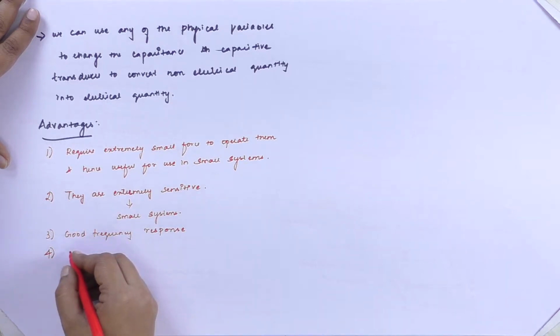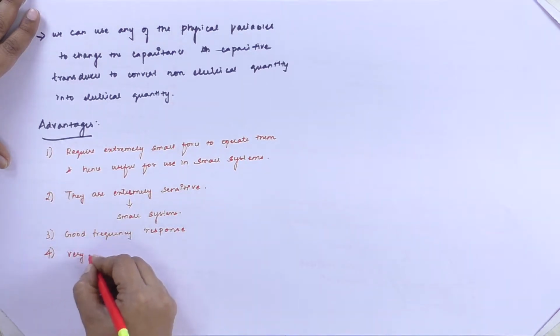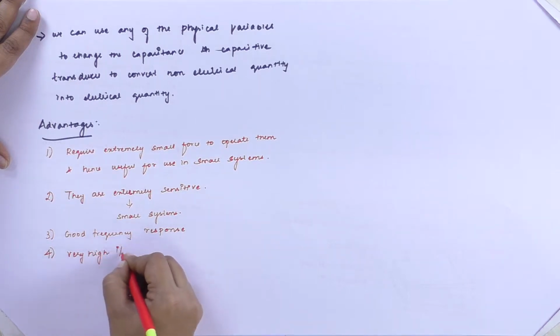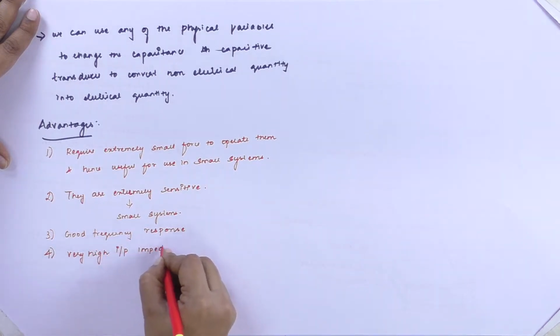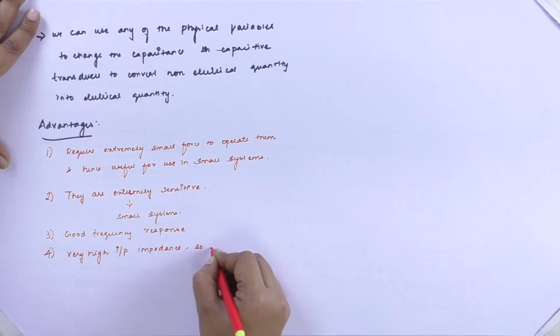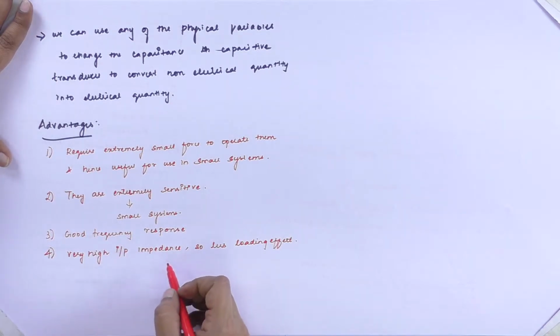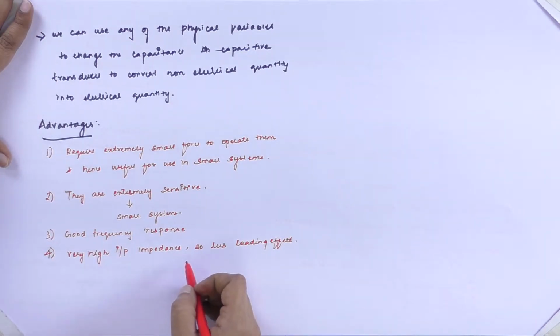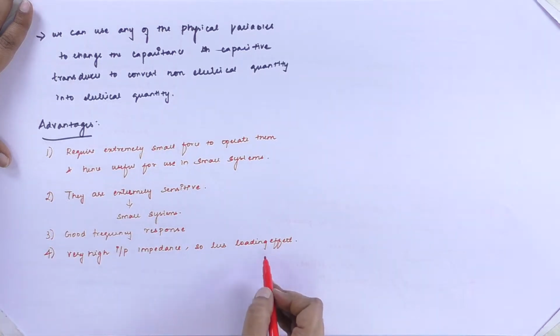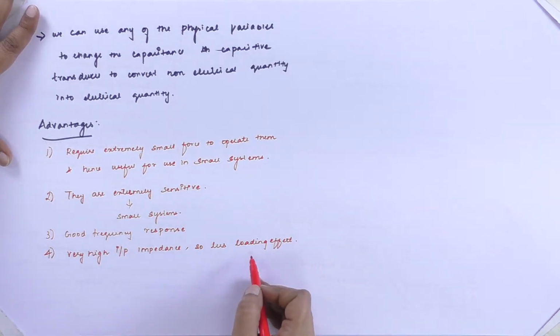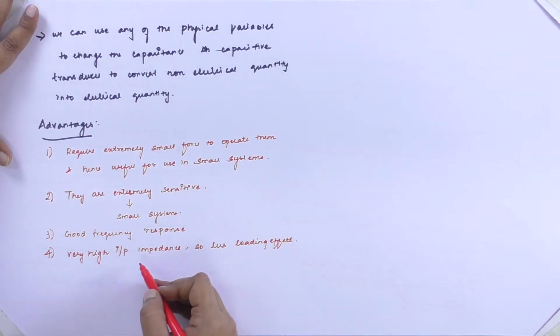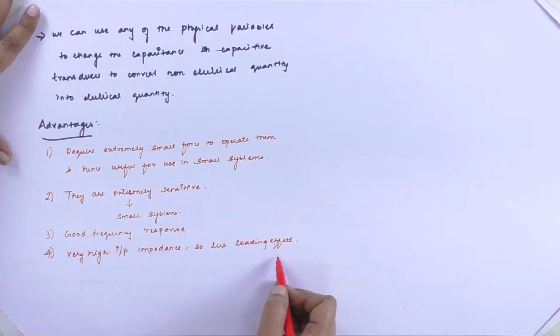And the fourth advantage is it has very high input impedance, so it has less loading effect. The input impedance of the capacitive transducer is very high, so it has very little loading effect. The condition for removing the loading effect is that there must be high input impedance and low output impedance. The capacitive transducer has very high input impedance, so we can say that it has very little loading effect.